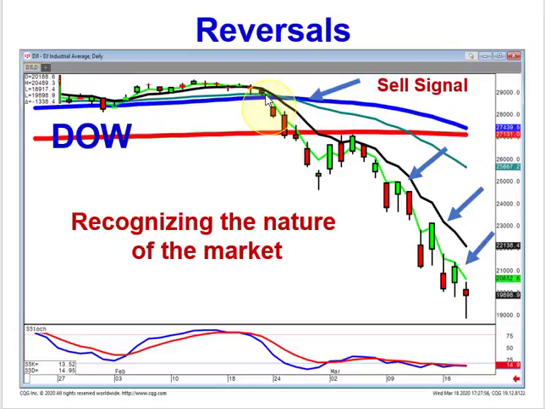Remember, a very simple rule. If you see a candlestick sell signal and a close below the T-line, you're in a downtrend. And if you see a candlestick buy signal and a close above the T-line. Now remember, that's a candlestick signal. Notice that this wasn't quite a signal. Notice that this was not a signal. Notice this was not a signal. These were just up days in a downtrend.